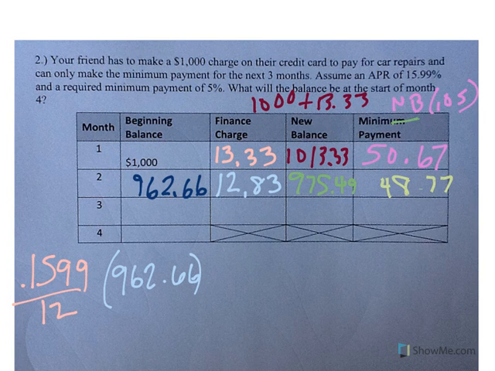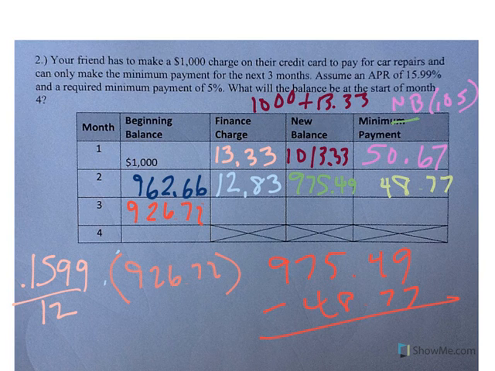So now, if I'm taking $975.49, I take away the $48.77 that I paid, I now owe $926.72. Can't read my own handwriting. 72. Again, I'm going to say, okay, change my balance. So now I'm going to multiply by 926.72, and I get a new finance charge of $12.35. So it went down by almost 50 cents that time.